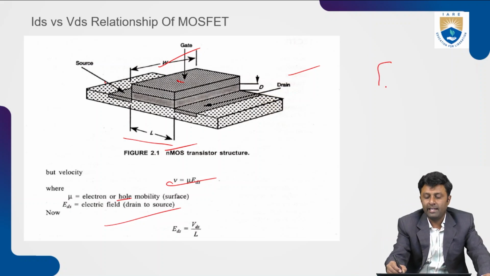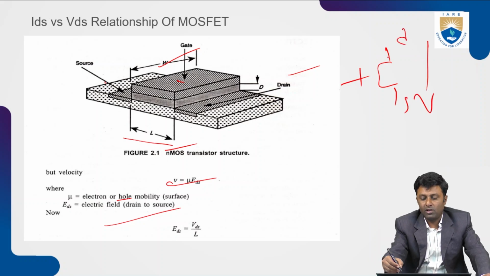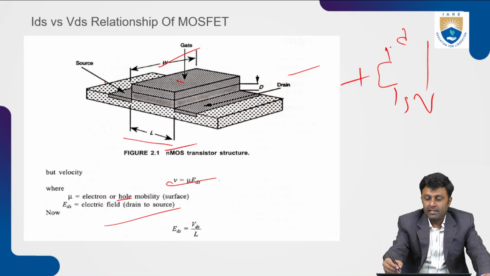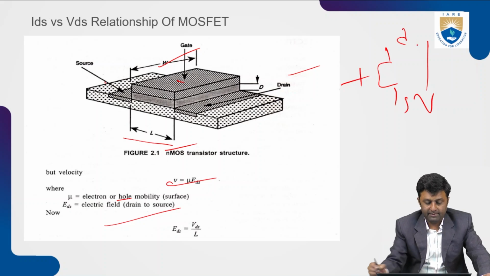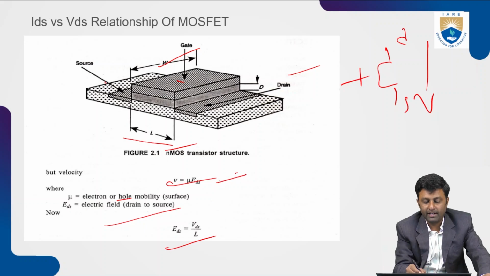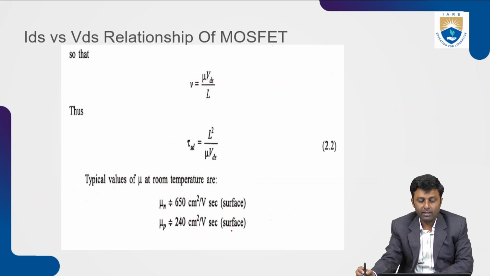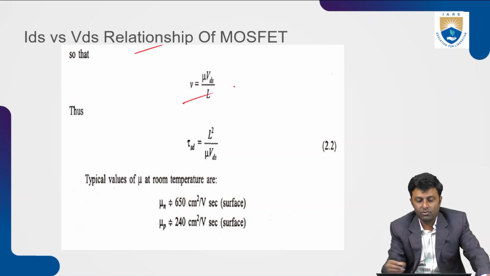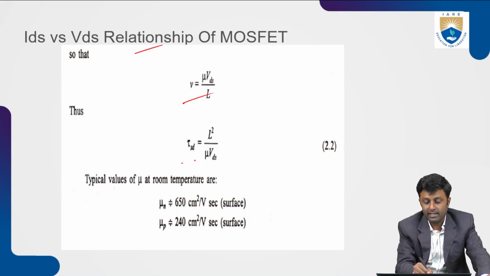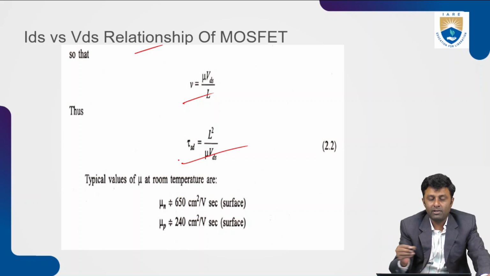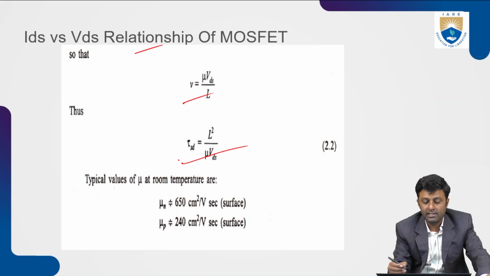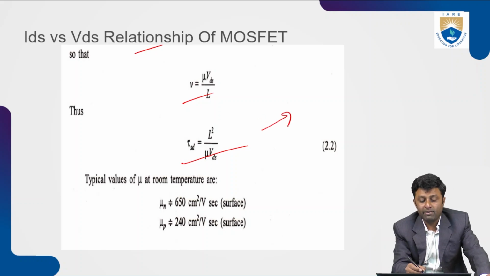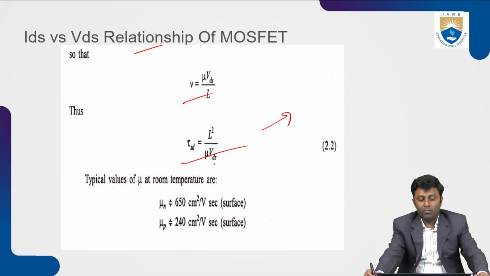As we are already seeing here, it is from the drain to the source. Also, since the source and drain terminals are separated by length L, we can write EDS equals VDS by L. Then we can write V equals mu into VDS by L. Thus the electron or hole transit time from source to the drain is given by L square divided by mu into VDS.